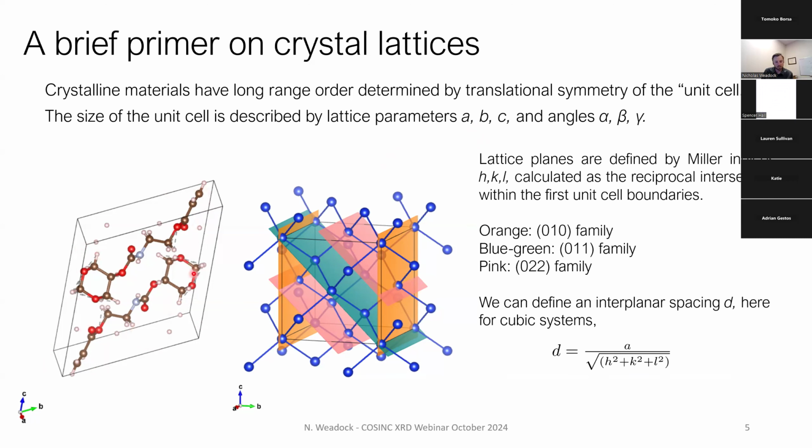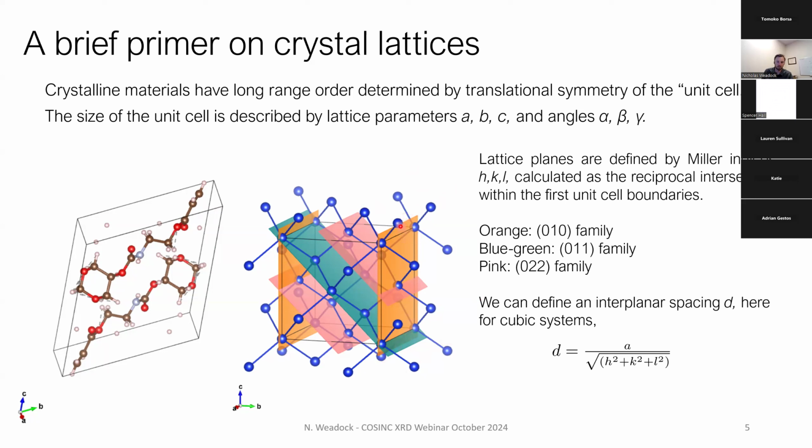What we're mostly concerned about when we're doing diffraction is the planes of atoms and the different ways you can define planes within the unit cell. And these are going to be defined by the Miller indices or the hkl values. And these are going to be integer numbers that are calculated as the reciprocal of the intersection point within your first unit cell boundaries.